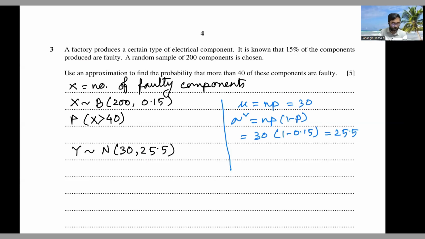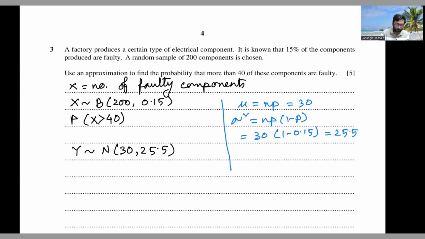Now, you see, we have denoted the continuous variable by y, whereas in the case of the binomial distribution the variable is x. You know the reason? Because the binomial distribution represents a discrete variable, whereas the normal represents a continuous variable. So there is a need for continuity correction. That's why we use two different notations here.